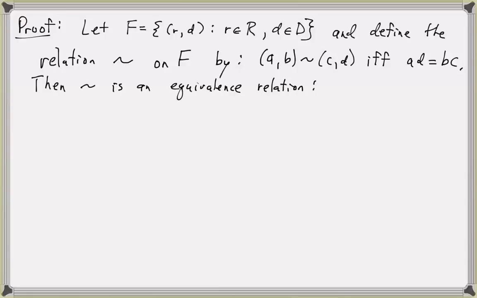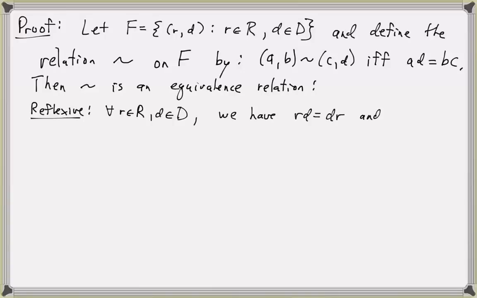So let's show this is reflexive. For any r in R and little d in set D, we have that rd equals dr, because we're in a commutative ring after all. And this equation shows that (r, d) is related to (r, d). So this relation is reflexive.